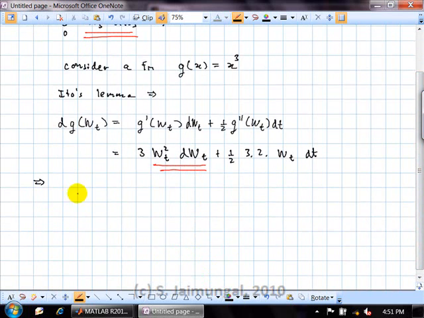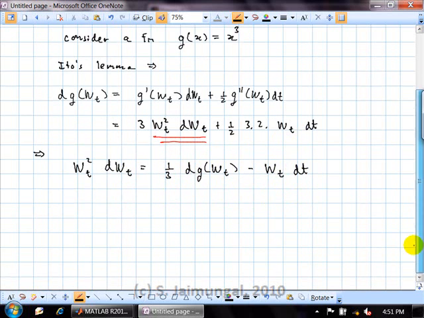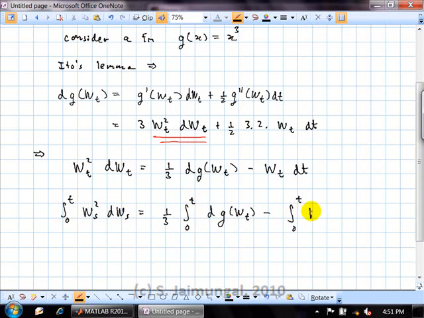Let's put everything on the other side, and I'll have W squared dW equals 1/3 d of g of w minus, well, the factor of 3 and the factor of 2 get canceled, so we simply get minus W dt. And now I integrate both sides of the equation from 0 to t, and I'll have the integral from 0 to t of Ws squared dWs equals 1/3 integral from 0 to t of the d of g of w minus the integral from 0 to t of Ws ds.